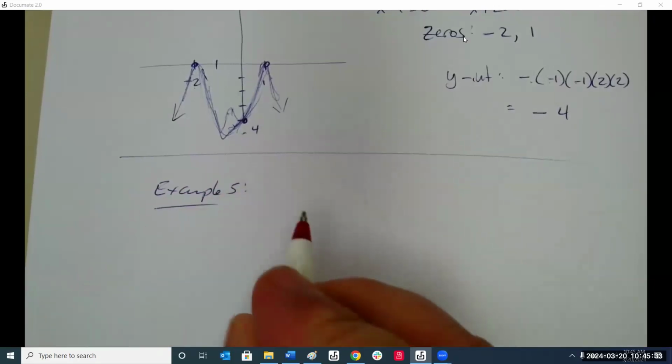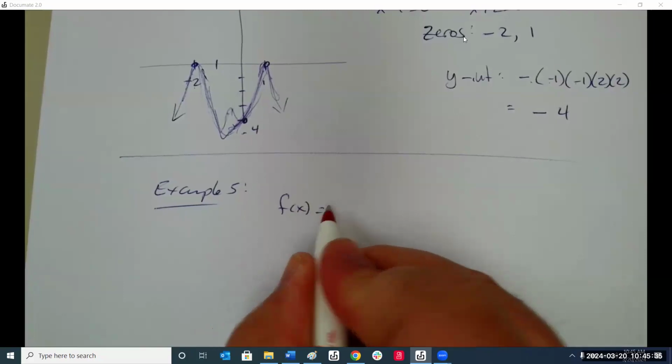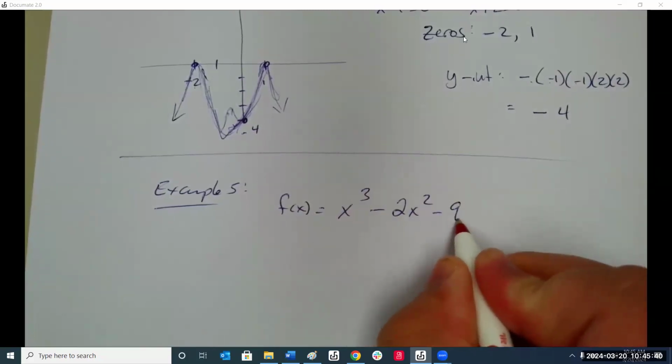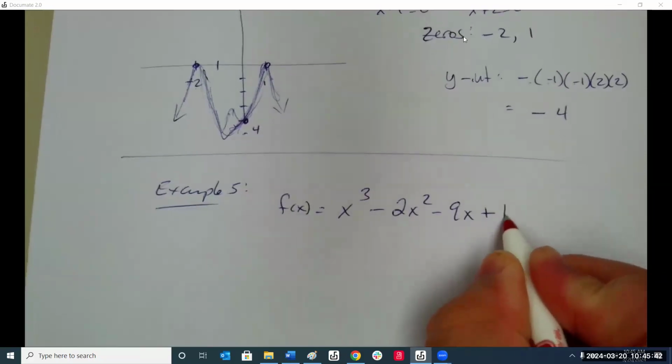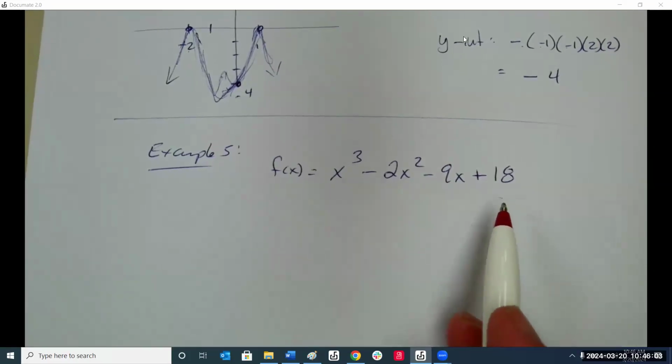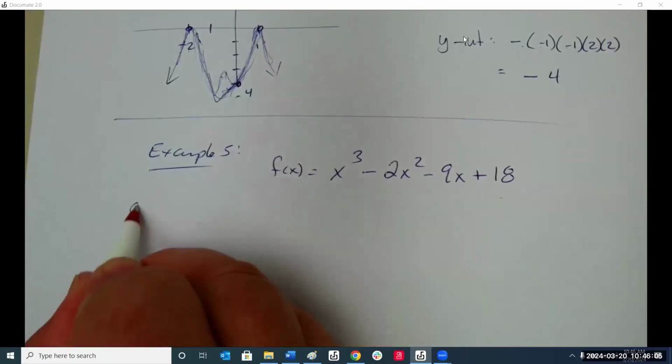Example 5. x cubed minus 2x squared minus x plus 18. Here we have 4 terms. We have a cubic equation. Find the zeros. In other words, we can't factor this the way we're used to because we're used to quadratic equations. So the first thing, if you have 4 terms, is a method called grouping.